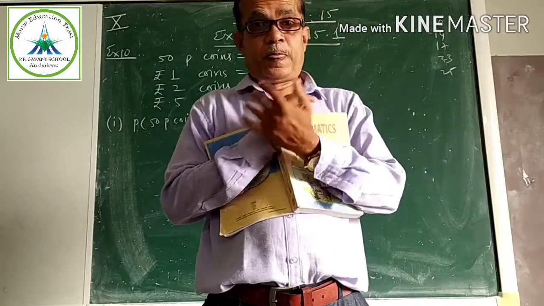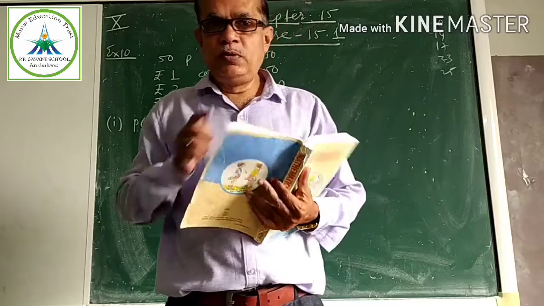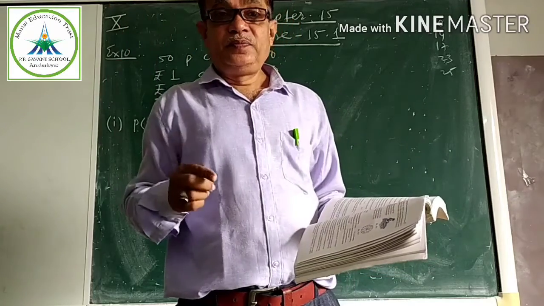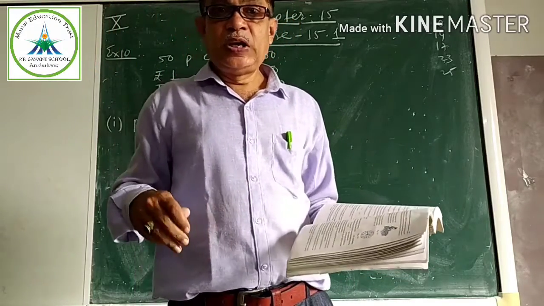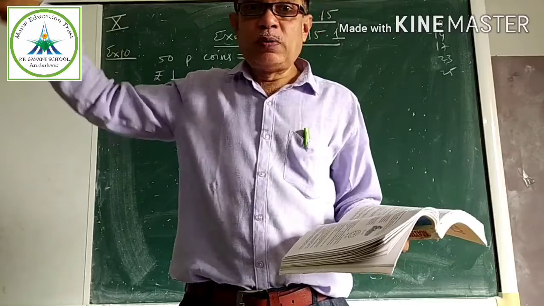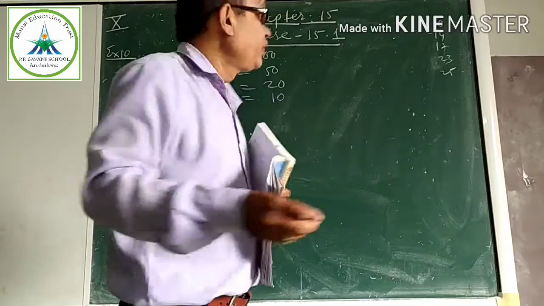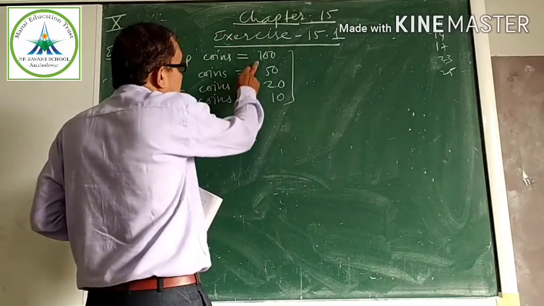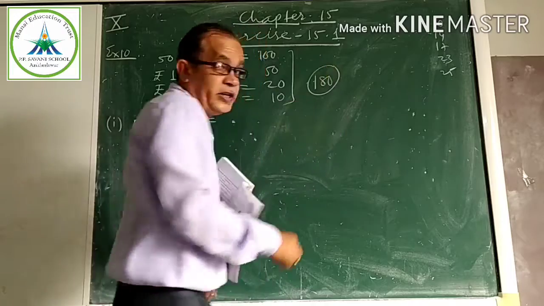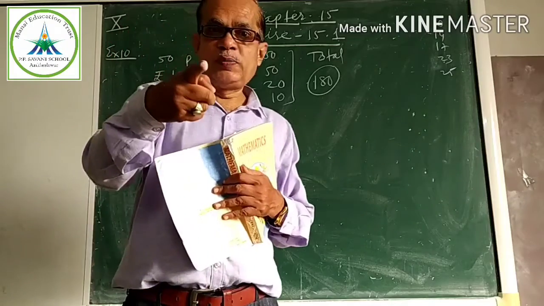We discuss one term, favorable outcomes. Favorable outcomes means outcomes satisfying some condition. Then we write how many outcomes are satisfying the particular condition from all possible outcomes. So how many all possible outcomes are there? We will add all: 100, 50, 20, 10. Total is 180. These are all possible outcomes.